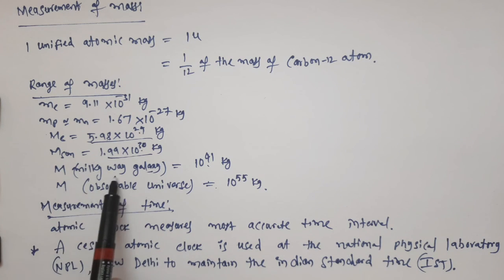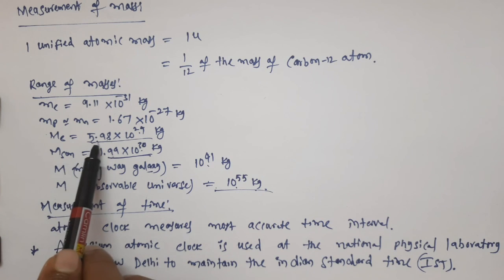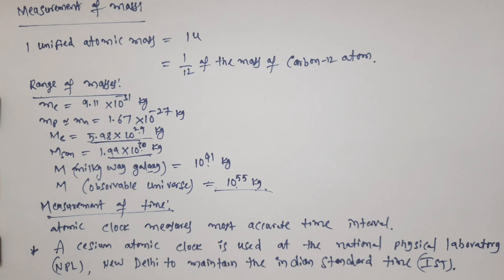But the mass of the Milky Way galaxy and the mass of the observable universe, which is 10^55 kg, are just guessed values. We cannot measure these values because, by measuring the time period of the Earth, we can measure the mass of the sun, isn't it? By measuring the time period of a satellite, we can measure the mass of the Earth. But when it comes to the Milky Way galaxy and the observable universe, it is not possible to give the exact mass. They are just guessed values.